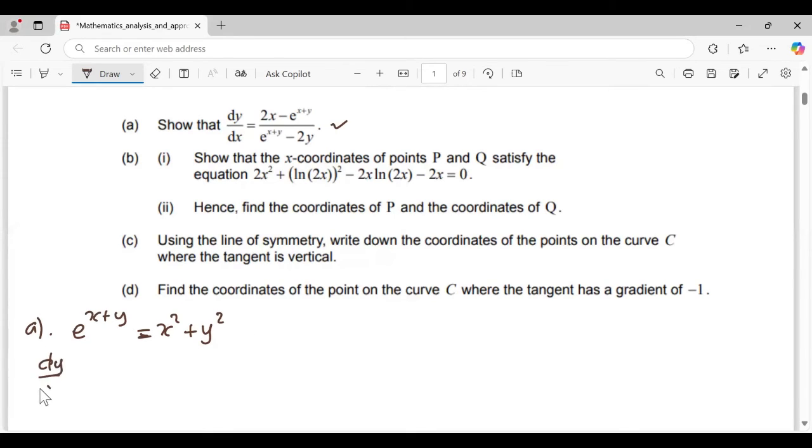So it becomes dy/dx of e^(x+y) plus e^(x+y). The differential of e^(x+y) becomes this one: the first differential of y, and after that the differential of x. And the right side is going to be 2x plus 2y dy/dx.